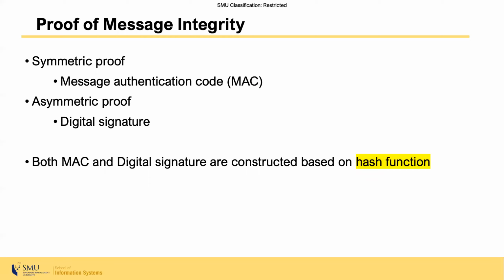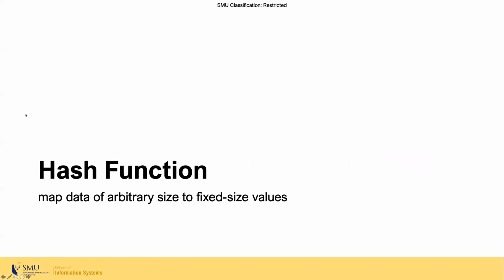In terms of symmetric proof, we will discuss the message authentication code. There are many different implementations of symmetric proof methods. Among them, we will only discuss message authentication codes, also known as MAC in short. And in terms of asymmetric proof methods, we will discuss digital signatures. Both MAC and digital signature are constructed based on hash functions. Therefore, before we can discuss these two techniques, we have to first deal with hash functions. So in the next lesson, we'll be discussing hash functions.